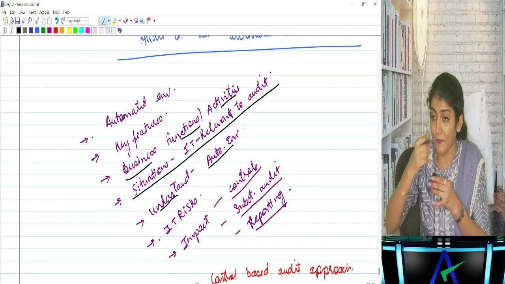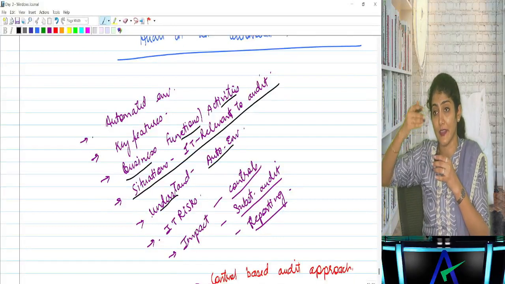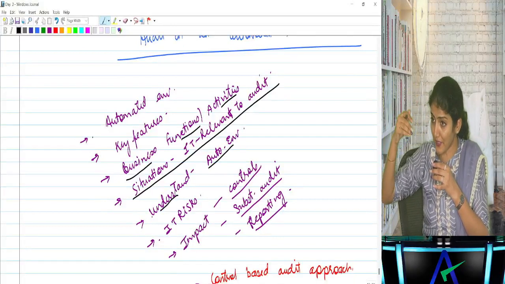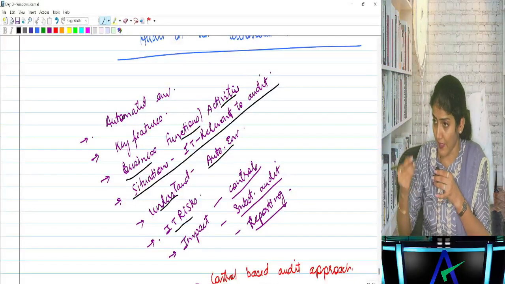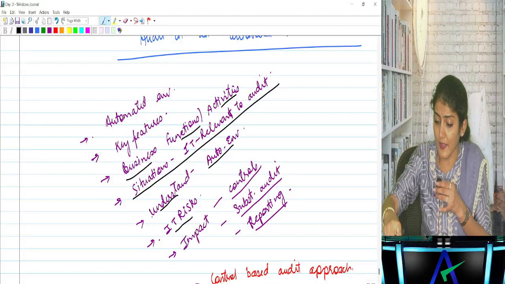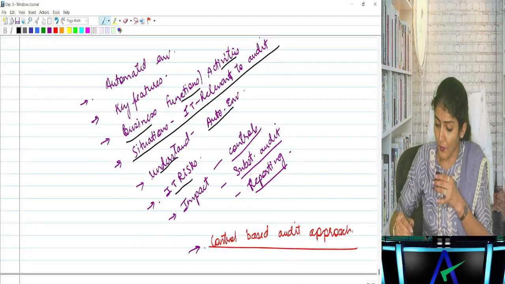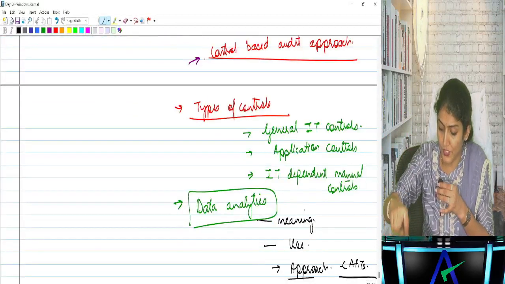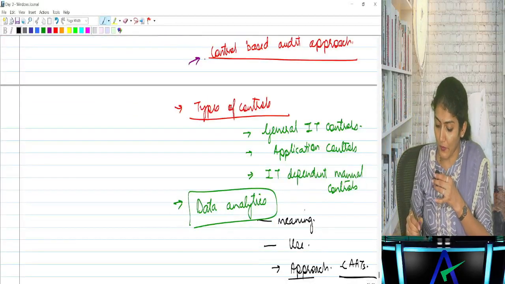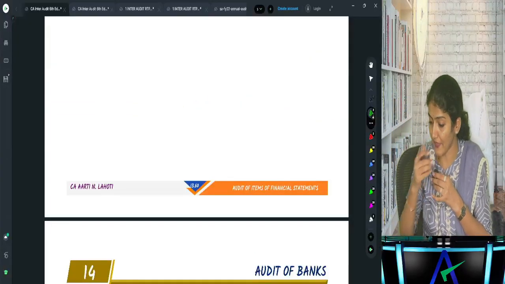In 315, what we do is understand the entity and its environment. Now here we have to understand the automated environment. Then what are the IT risks, information technology risks? Then what is the impact on the control, substantive and the reporting? Then the control based audit approach, the types of control, and also the data analytics.